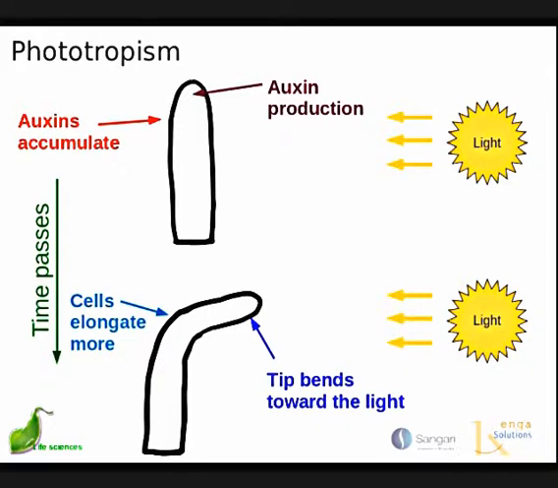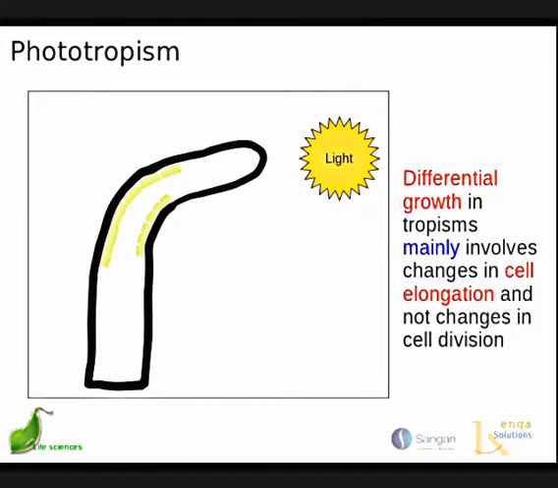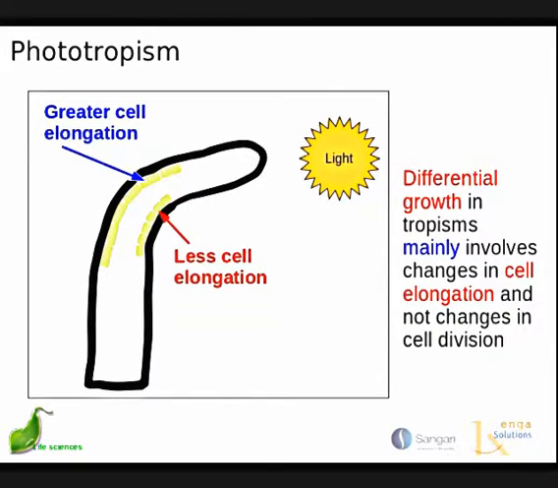Now, as time passes, the tip of the shoot begins to bend towards the light, because the cells away from the light elongate more than the cells that are on the side of the shoot towards the light. So we can look at this in a diagram, and you can see that differential growth happens here, but differential growth in tropisms mainly involves changes in cell elongation and not changes in cell division. So we have greater cell elongation on one side of the plant than the other, and this causes the shoot to turn towards the light. And it's a relatively simple response, and it is under the control of auxins.